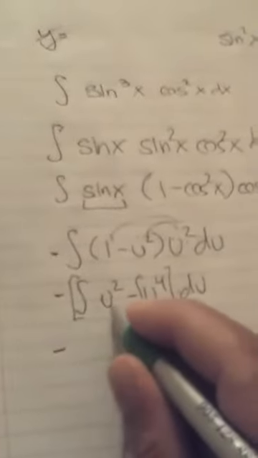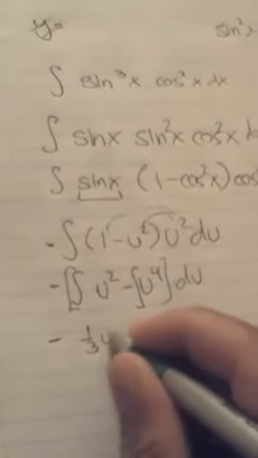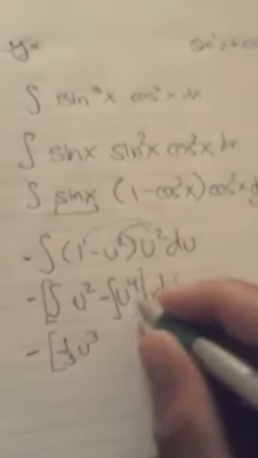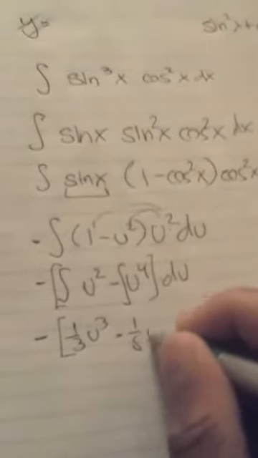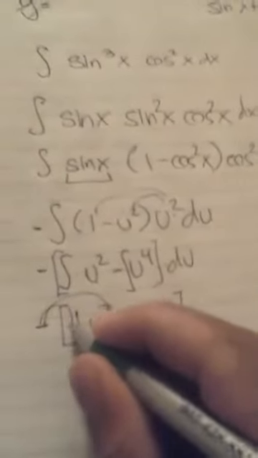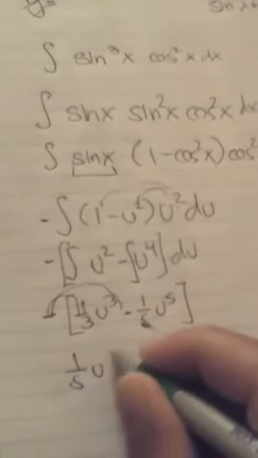So we have negative. Well, the antiderivative of u squared is going to be 1 over 3 u cubed. And then the antiderivative of u to the fourth is just going to be 1 over 5 u to the fifth. And now we input our minus, so that will go into here. But we can just switch those around to say 1 over 5 u to the fifth minus 1 over 3 u to the third. And now we said u equals cosine x.